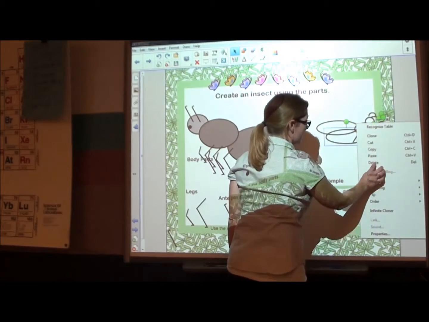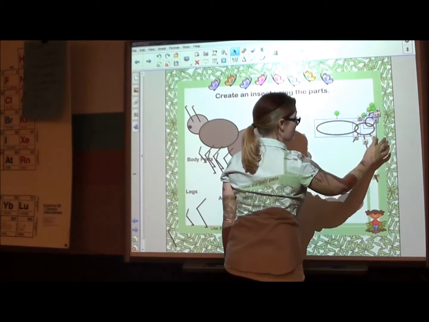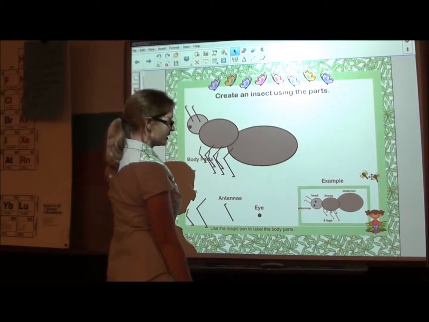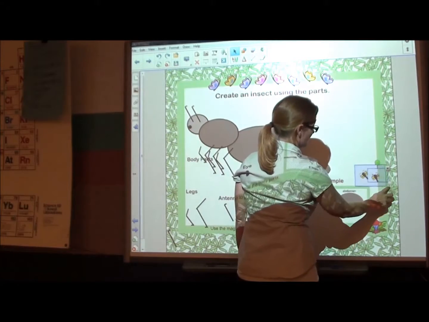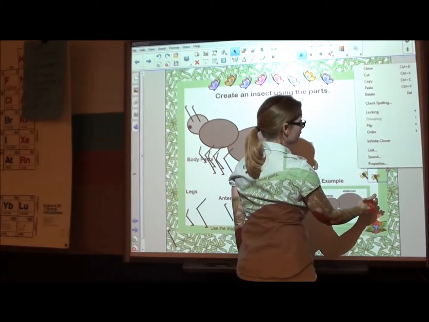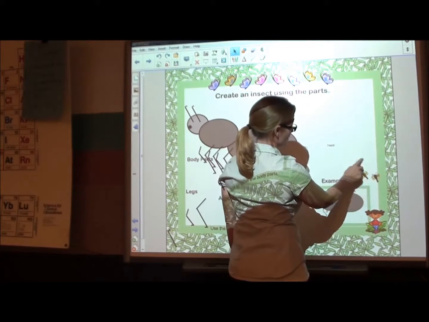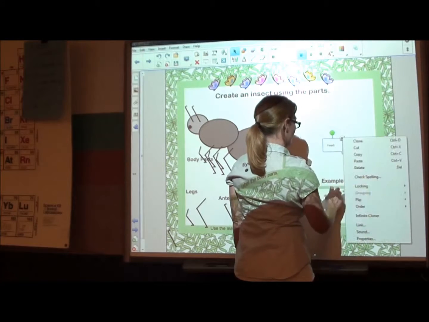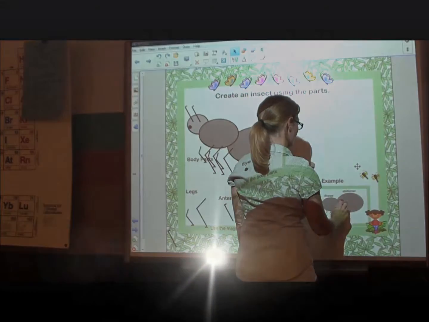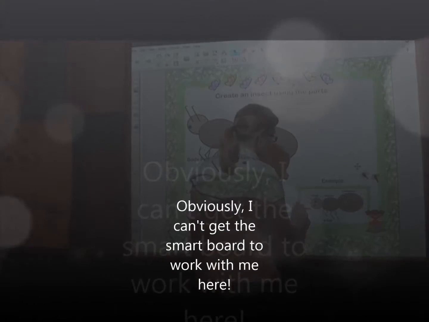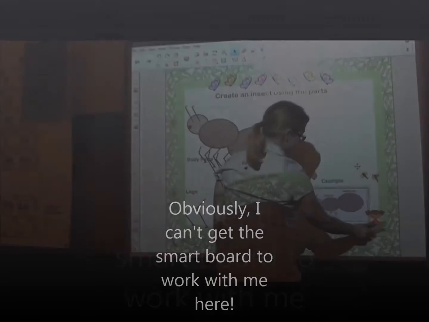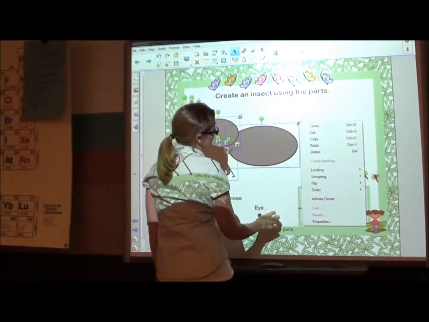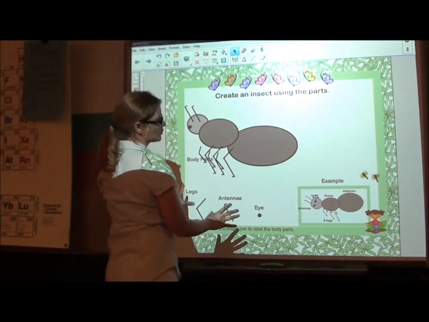I hit clone again, didn't I? And you could always do the infinite cloner, but we could infinitely, whoops, well, we can infinitely clone these little bees here. That's not gonna let me do that. You could do infinite clone for this guy, but he's really big.